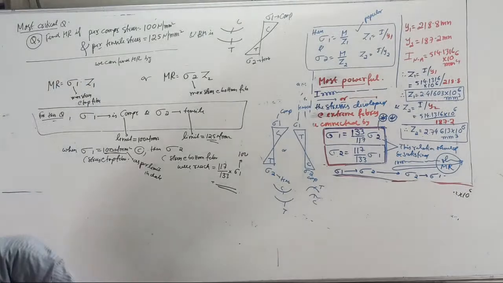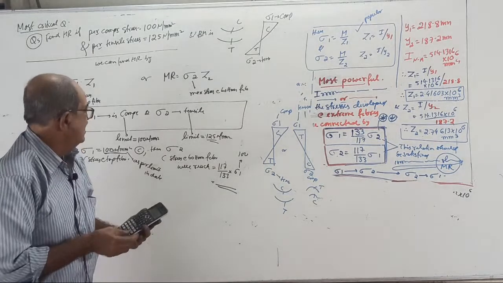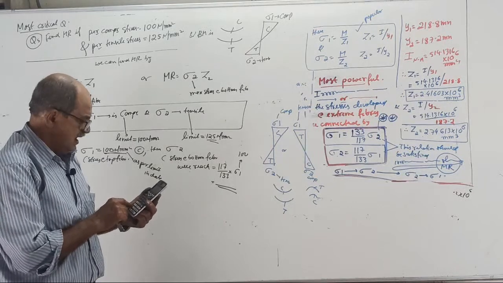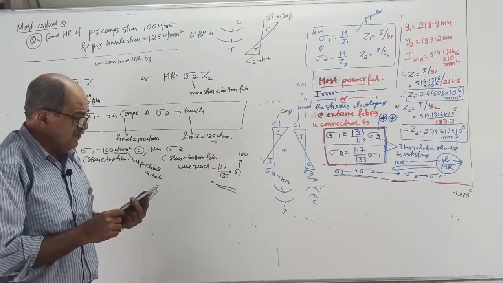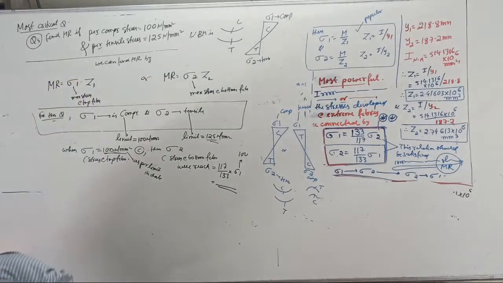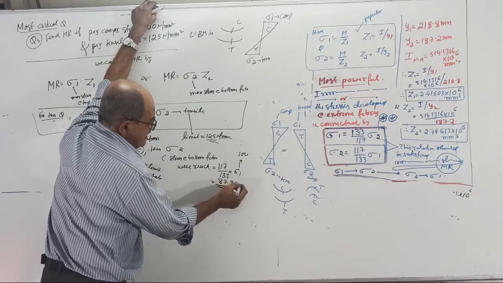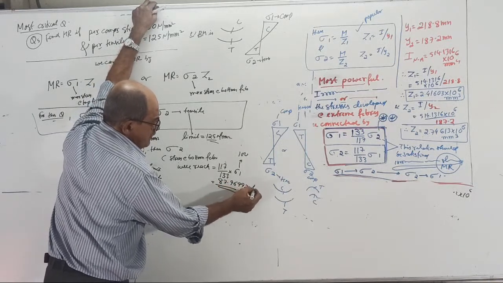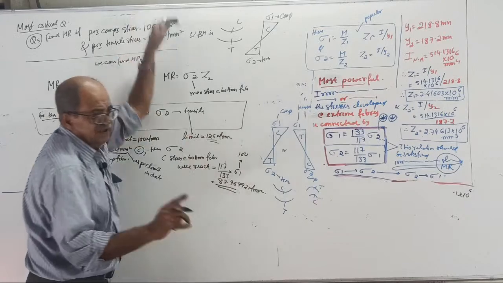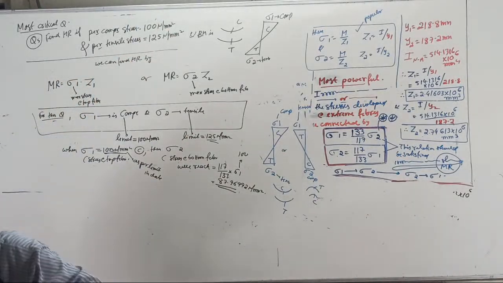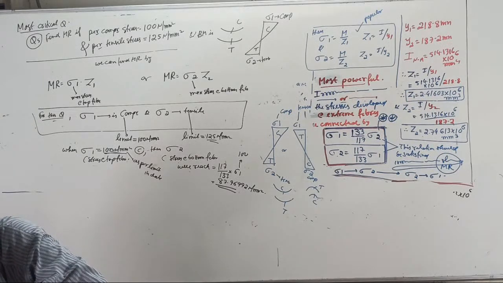It comes to 87.9699, that is 87.96992 Newton per mm square. Correct or not? Tell me fast.